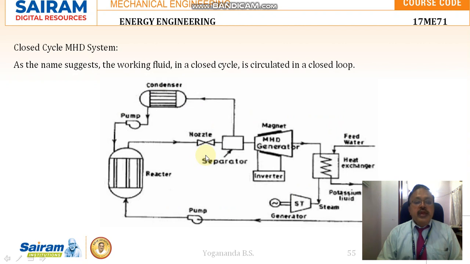The closed cycle system line diagram looks like this. The working fluid is circulated in a closed loop.